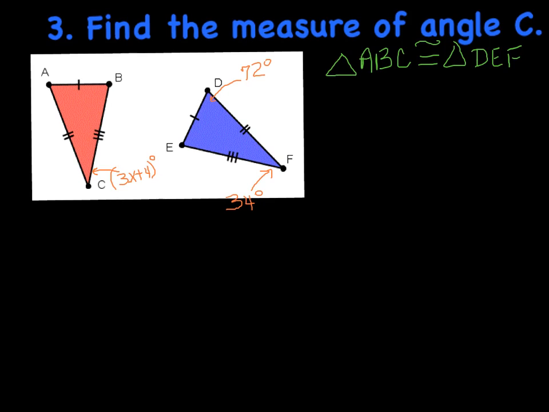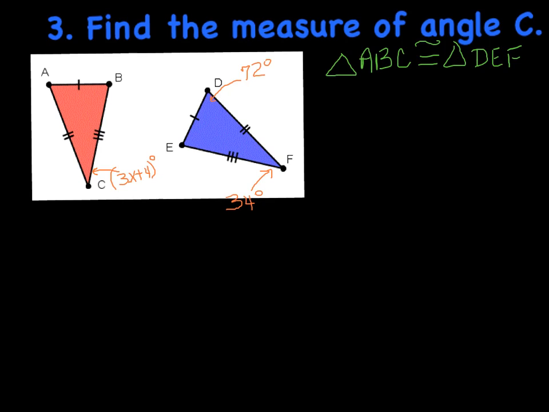Okay, for our last problem, we're going to be finding an angle measure. So we're looking for angle C, which is right here. We know that angle C is 3x plus 4 degrees. Well, we need to figure out what is angle C congruent with over here. So we know that C is congruent with F. So angle C is equal to angle F. So 3x plus 4 is equal to 34. Well, that's going to help us find x. We can plug it back in and we'll be able to get angle C.